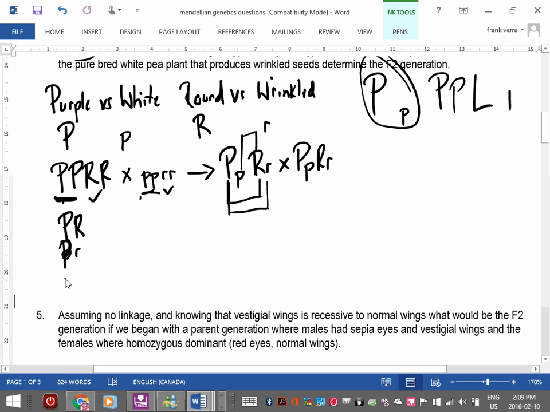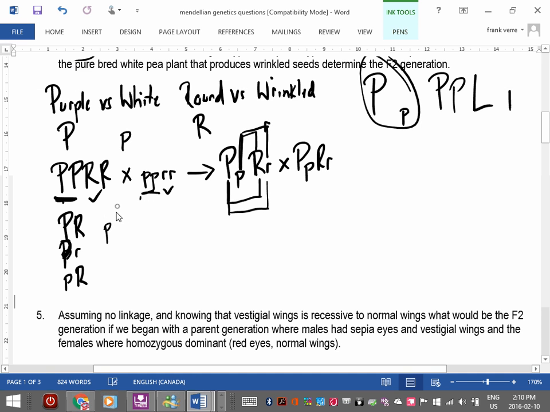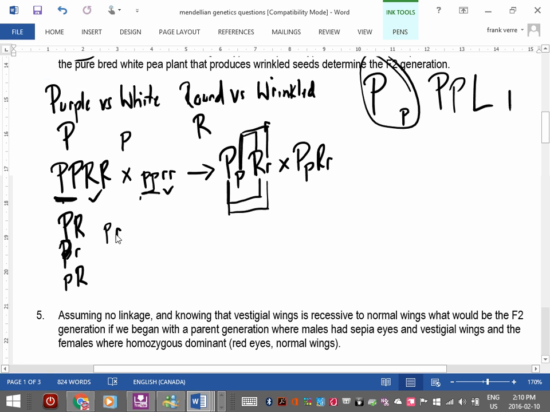Third possibility is a little p with a big R. And then the fourth possibility is little p with little r. So you can see there's four possibilities in this case. Okay? So big P with big R, big P with little r, little p with big R, little p with little r.